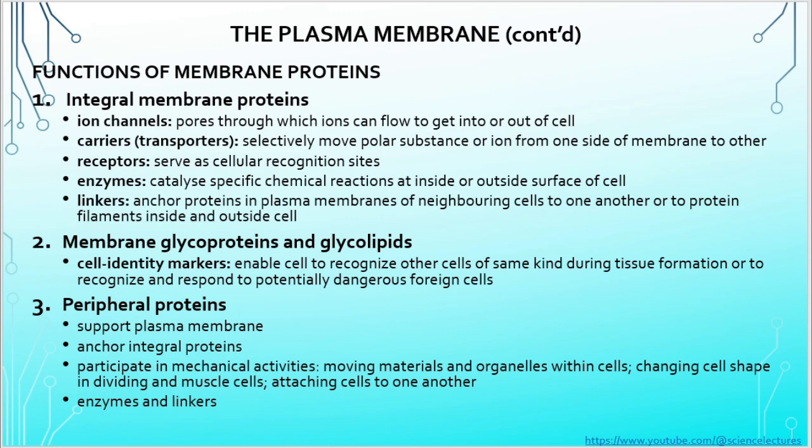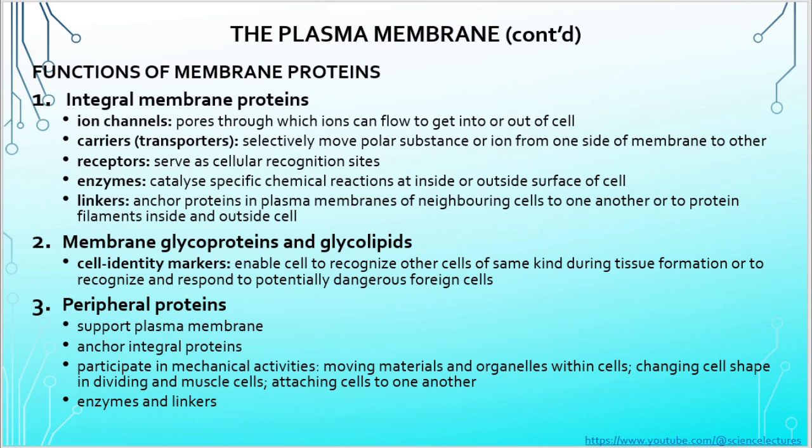So the functions of membrane proteins largely reflect the functions the cell can perform. Some integral membrane proteins form ion channels. Ion channels are holes through which specific ions, such as potassium ions, can flow to get into or out of the cell. Most ion channels are selective, meaning they allow only a single type of ion to pass through.